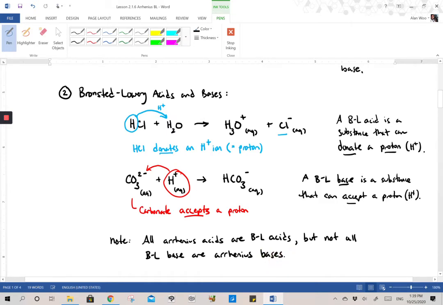We do need those two definitions of bases in order to describe the majority of bases. Again, Bronsted-Lowry acids donate protons, Bronsted-Lowry bases accept protons. And all of this would have been okay if it weren't for another substance. I mentioned at the beginning that we have 3 different definitions for acids and bases. Well, here comes the third one.